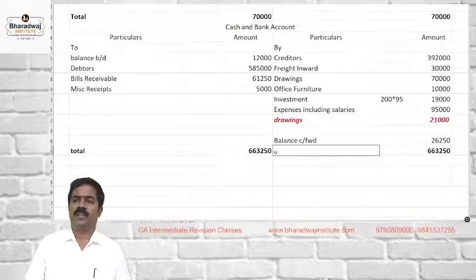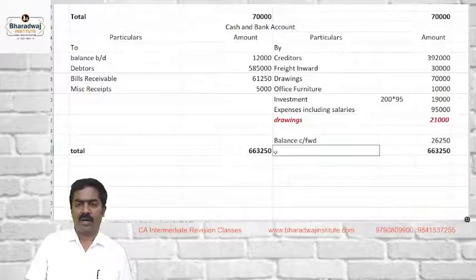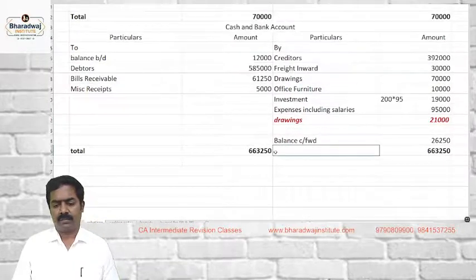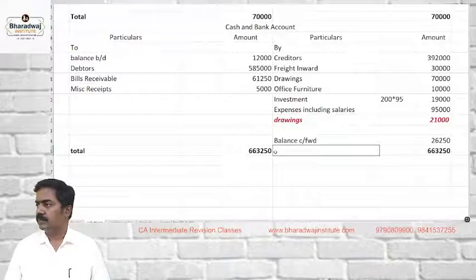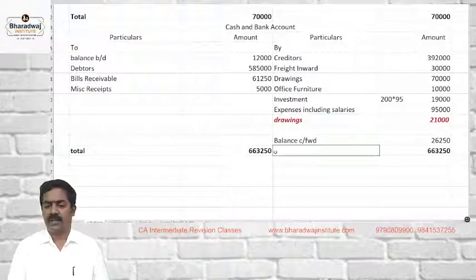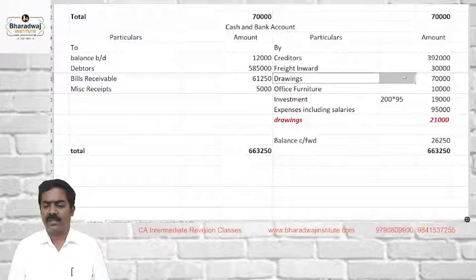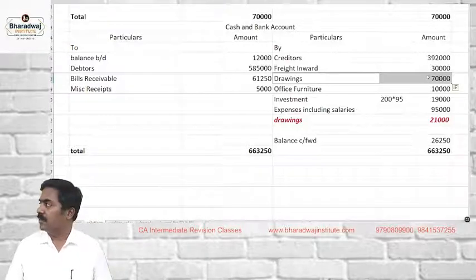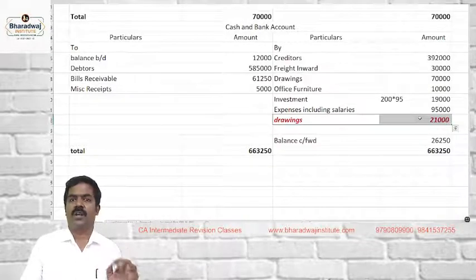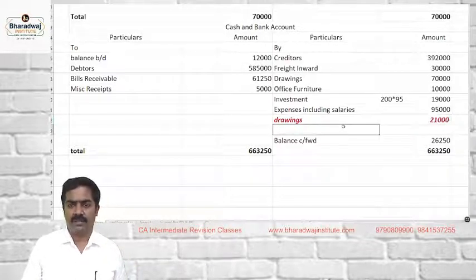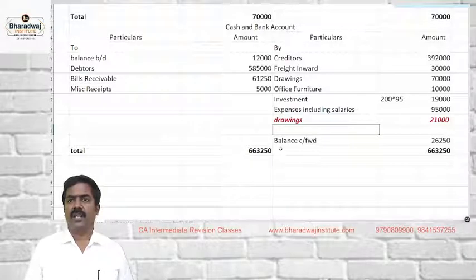Start with which account next? Trading P&L account. Drawings balancing figure is 21,000. So already there is a drawings of how much? 70,000 plus these drawings of 21,000. Total drawings are 91,000. Start with the trading P&L account next.